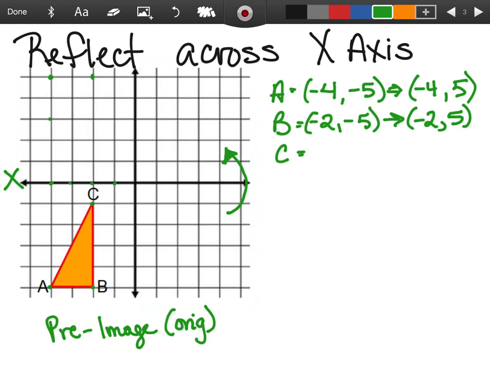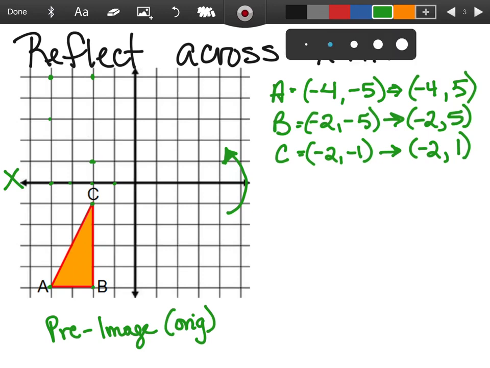Okay, same exact thing for letter C. C is now -2, -1. So the same thing then is going to happen. My X stays the same with -2. My Y value changes signs, and I should wind up right here.